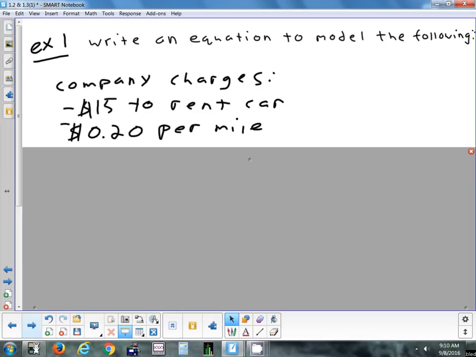All right, so for this one, they're telling me the approach they want me to take. They want me to write an equation to model the situation. And for this situation, it costs $15 to rent a car, and it costs 20 cents for every mile you drive.